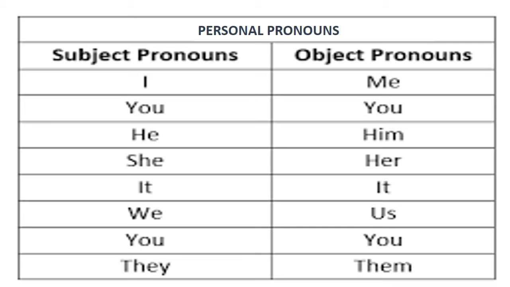Now come to the object pronouns. In this we have me as the first person, you as the second person, him, her, it as the third person in singular number. And when we talk about the plural form, we have us in the first person, you in the second person, and them in the third person in the plural form only.